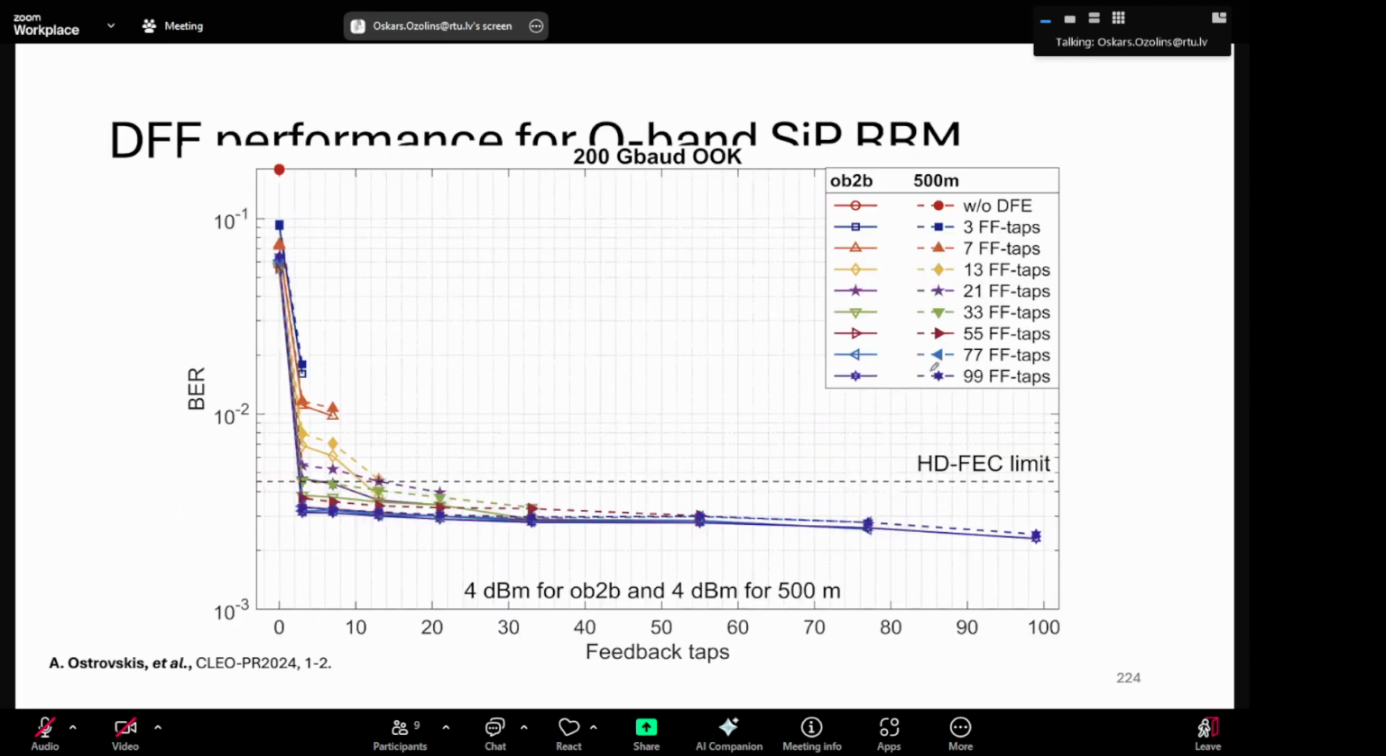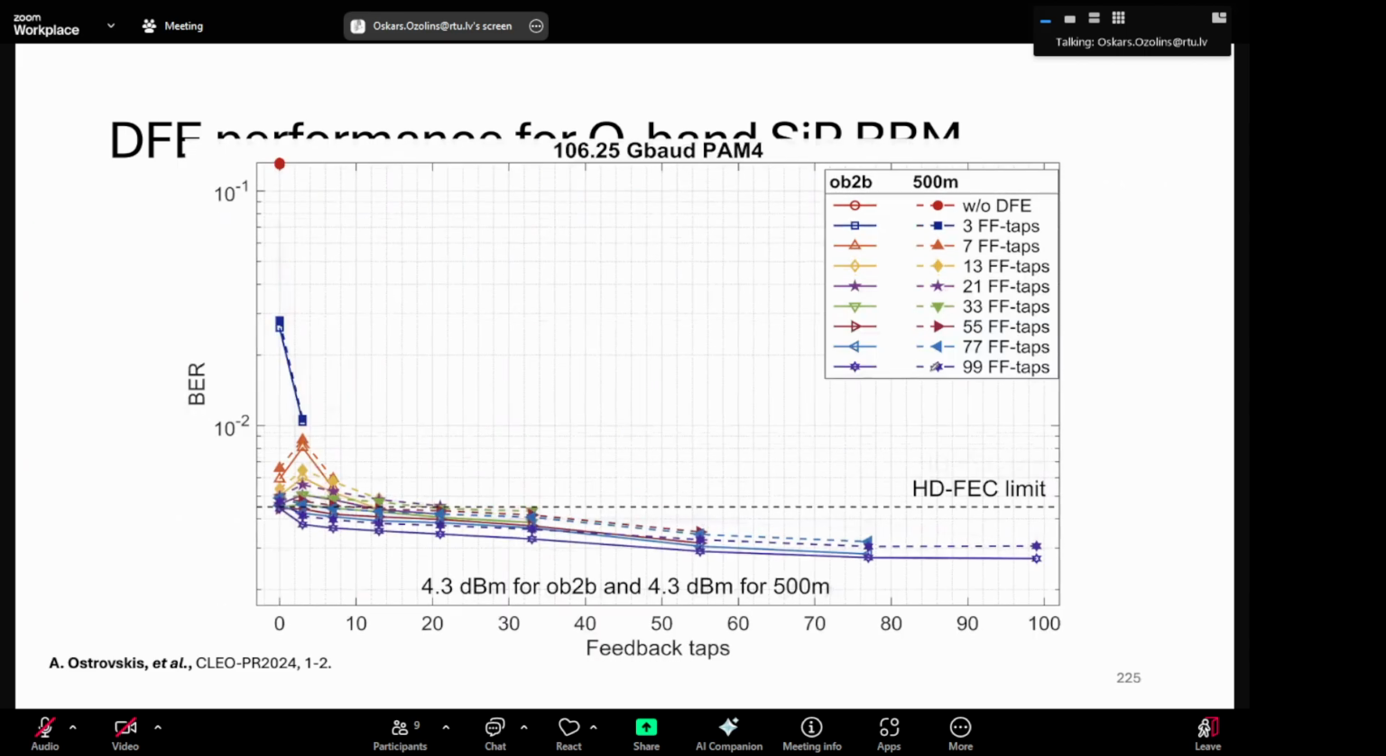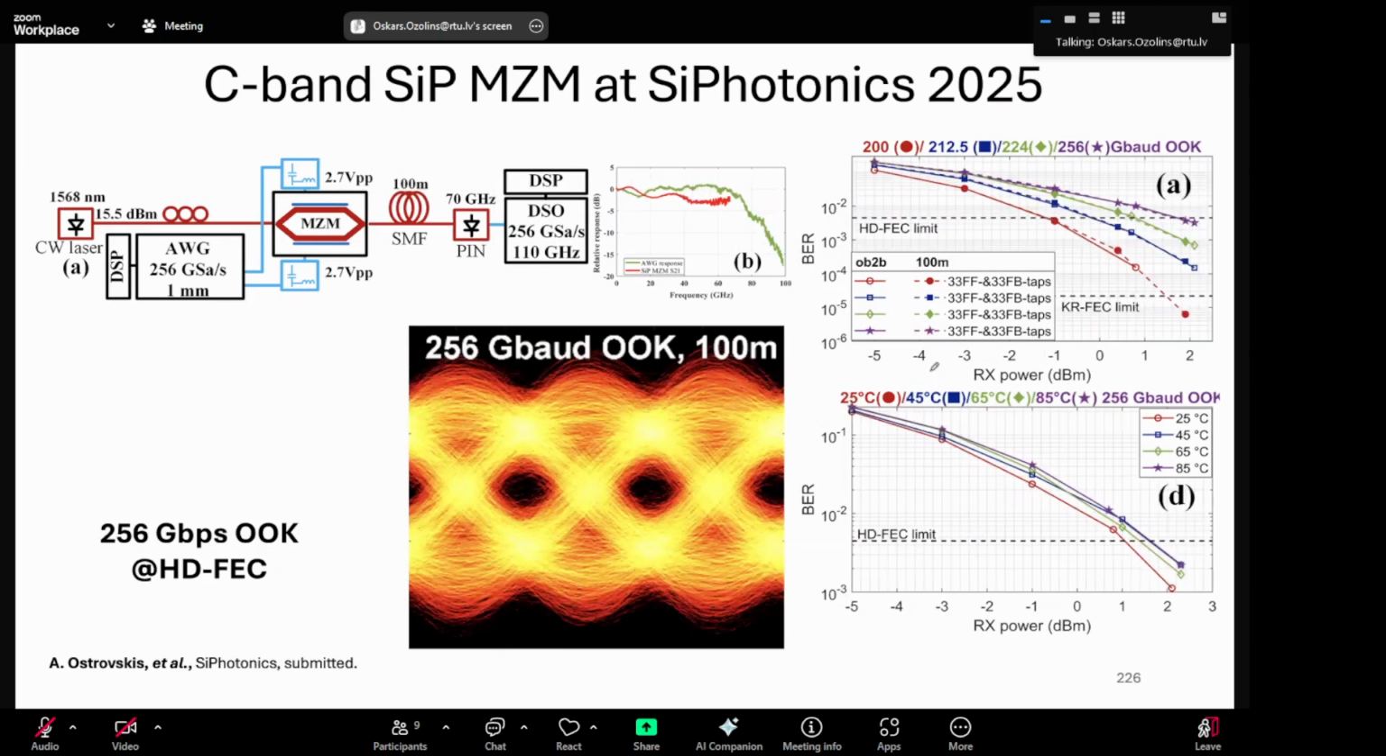There is also some graph of performance of the digital decision feedback equalizer. I will not go too much into detail on this one. We have it also for two different speeds, for on-off keying and also for PAM4. Right. So then there's a result which we presented last week. So this work is actually going to be presented at the Silicon Photonics conference in 2 weeks, so it's quite soon. My PhD student is going to present this result.